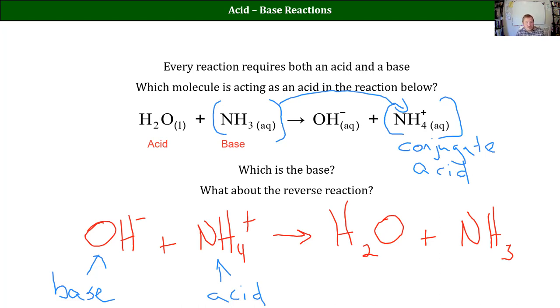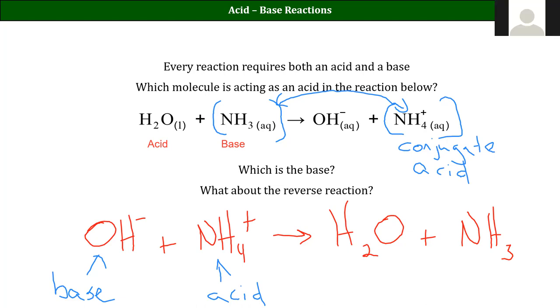The reason this is useful terminology is because it allows us to think of these as pairs of things happening at the same time. So you frequently will hear people refer to them as a conjugate acid-base pair. The conjugate acid-base pair are the two molecules that only differ from each other by an H+. Would that only be ammonia? No, everything that can act as an acid is going to have a conjugate base, and everything that acts as a base is going to have its own conjugate acid.